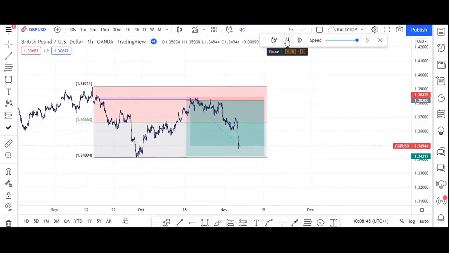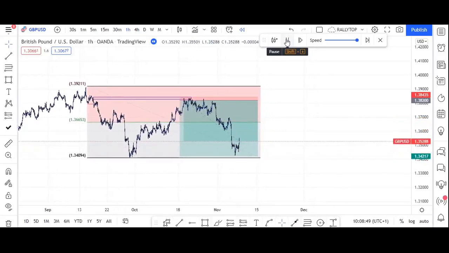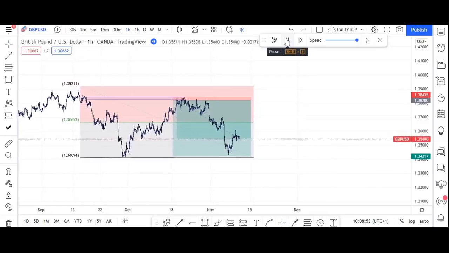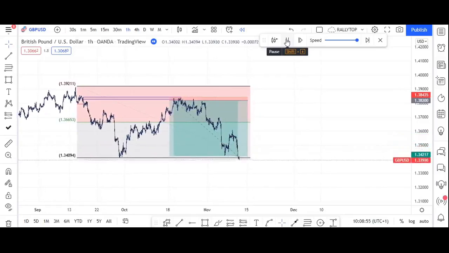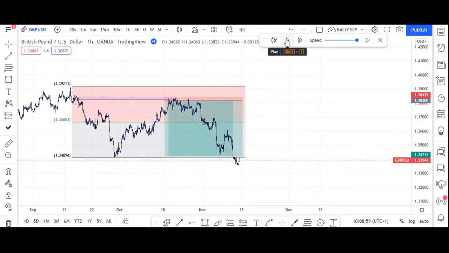Can you see that? Price melted down completely. Can you see that, guys? It has smashed our take profit and price still continues to go down. Can you see that, guys?